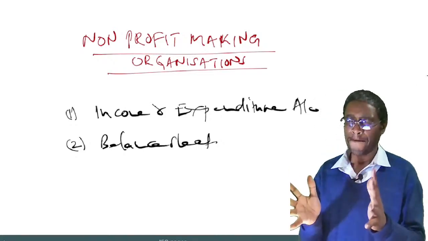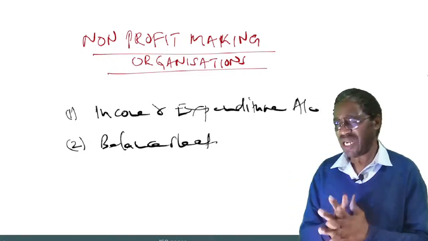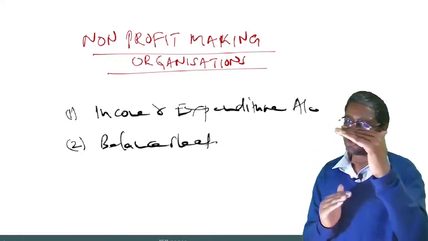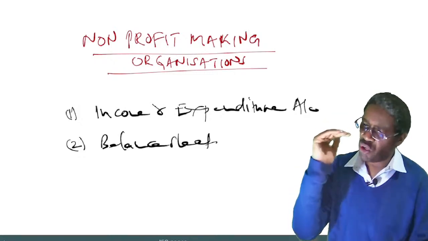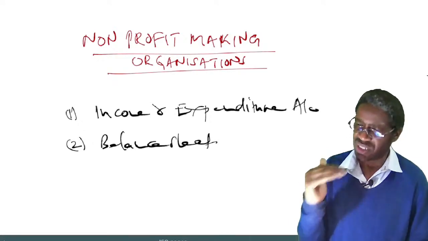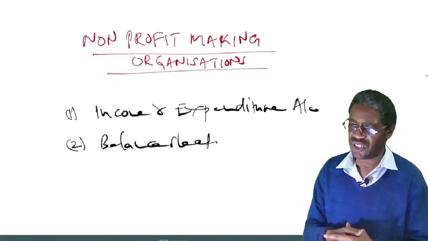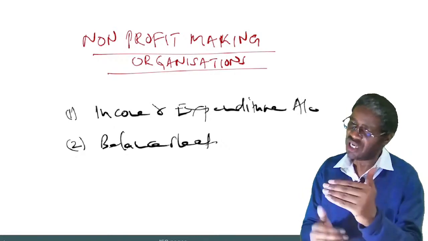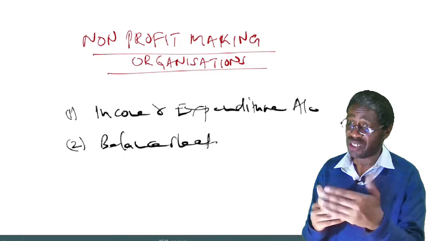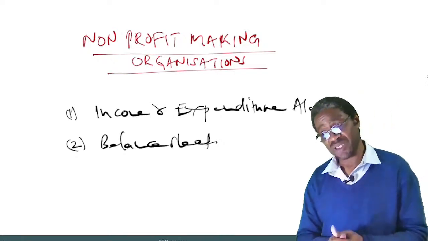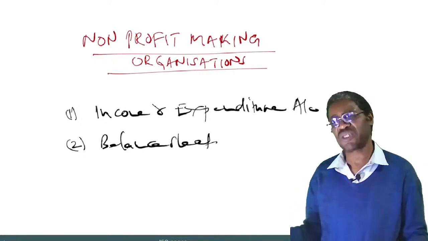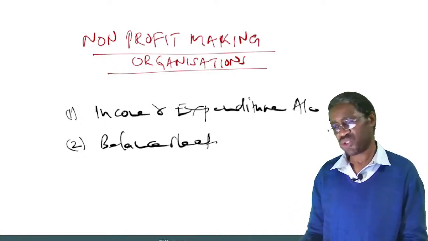Meaning in the balance sheet or in the statement of financial position, where you normally have financed by, you will now start with accumulated fund. Then you add the surplus. The way you normally add net profit in a sole trader, this time you will add either a surplus, or if it was a loss, which is a deficit, you minus that deficit. So that's the only difference in the statement of financial position.